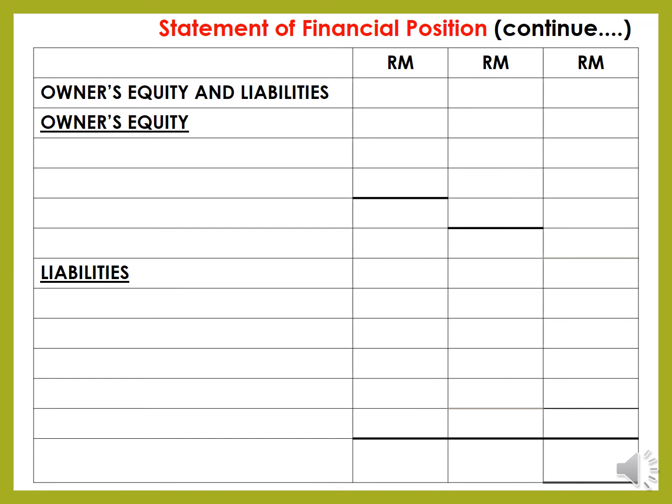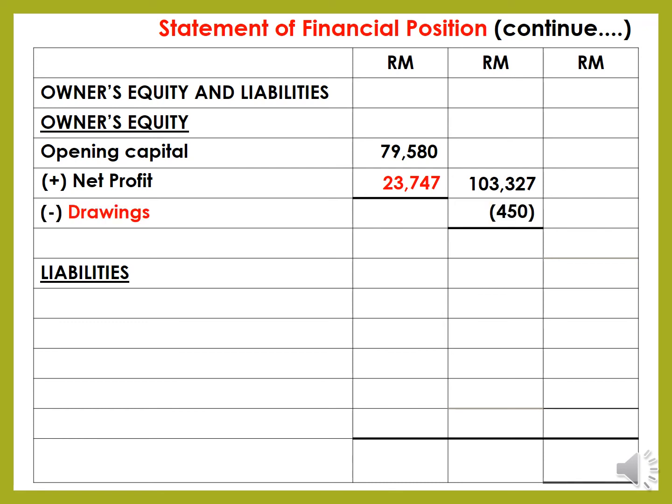Then we continue with the owner equity and liabilities. We start with owner equity. Opening capital is 79,580 plus net profit 23,747. This amount we get from the statement of profit or loss. And the total is 103,327. Minus drawings 450. So the closing capital is 102,877.